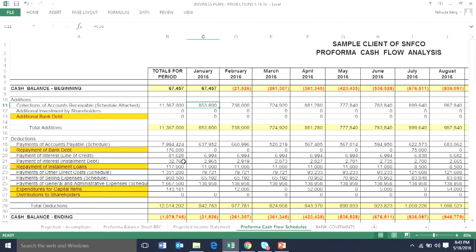$853,000. Then we're going to pay our accounts payable, we're going to pay our interest, we're going to pay our direct costs. After paying all the expenses that we have, $942,000 of deductions, meaning of expenses and other outside items, that gives you a cash balance of negative $21,526.